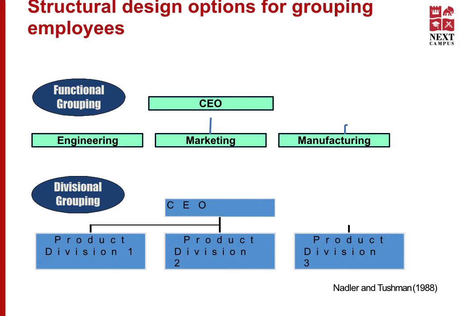In this graph, we see the difference between a functional structure and a divisional structure. In the functional structure, workers are divided according to their departments: engineering, marketing, or manufacturing. In the divisional structure, they are grouped according to product lines: Product Division 1, Product Division 2, and Product Division 3.